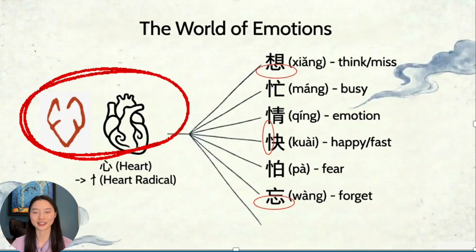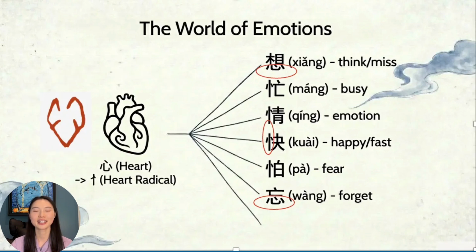And the heart radical from 心, the heart, home of emotions and thoughts. Here's a useful detail. The heart radical has two forms. On the left side of a character, it gets squeezed into 竖心旁, 3 strokes. 忙 busy, 情 emotion, 快 happy, fast, 怕 to fear. And at the bottom of a character, it stays as the full heart. 想 to think, to miss someone, 忘 to forget.